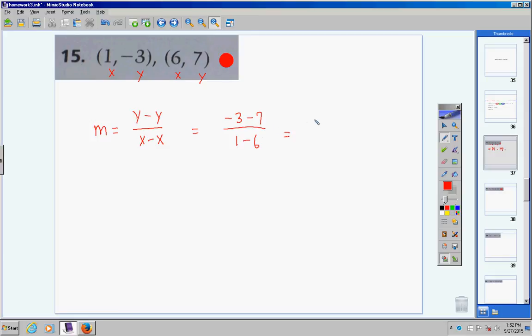Negative 3 minus 7 is negative 10. 1 minus 6 is negative 5. Negative over a negative is positive. 10 over 5 is 2. So the slope of this line is positive 2.